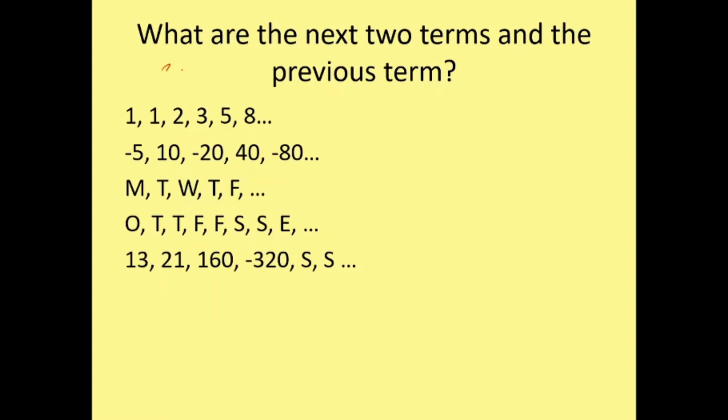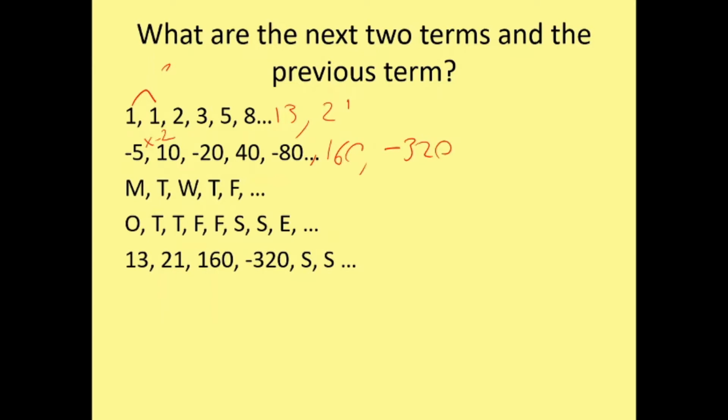It's the Fibonacci sequence. Essentially, it's just 1 plus 1 is 2, 1 plus 2 is 3, and so on. So you'll do 5 plus 8, which is 13. Then you'll do 13 plus 8, which is 21, the next term. Next one there, each term, we actually times by minus 2 to get to the next. So I have to do minus 80 times by minus 2, which is 160, and times that by minus 2 again, which gives me minus 320.